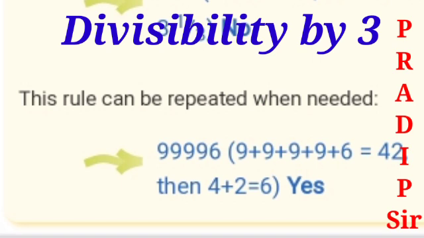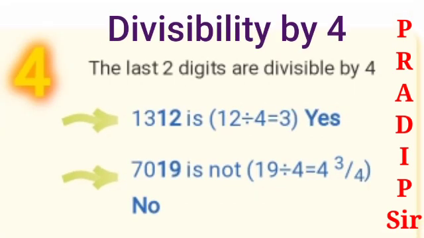So 6 is divisible by 3, we can easily find it. So the number given is divisible by 3. Next is divisibility by 4.